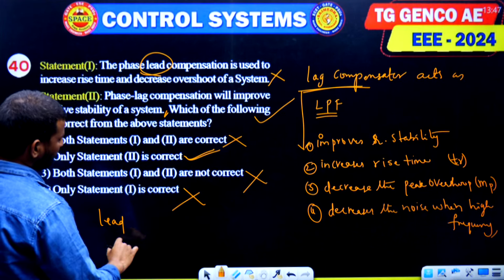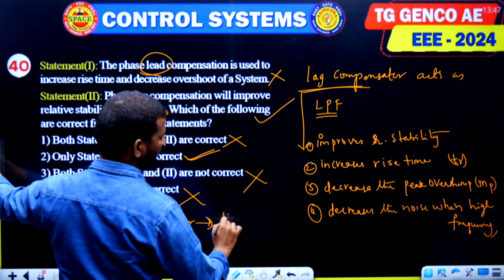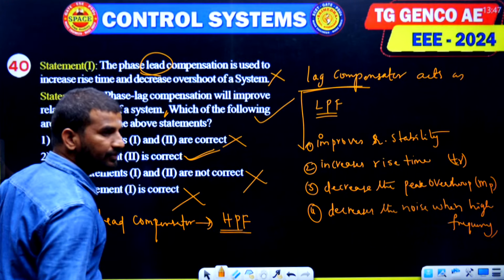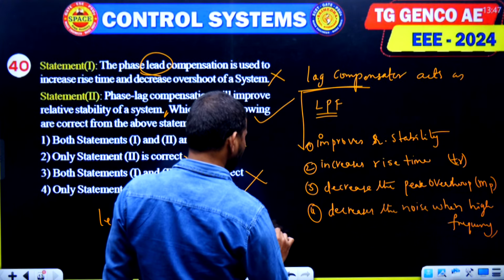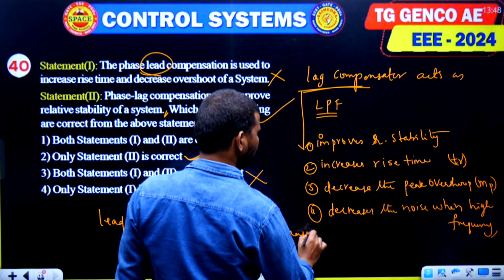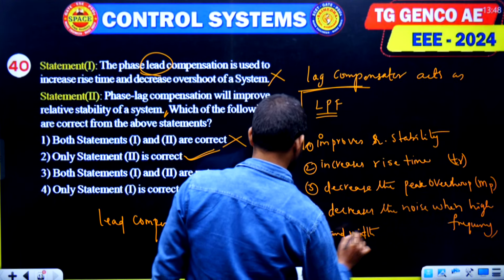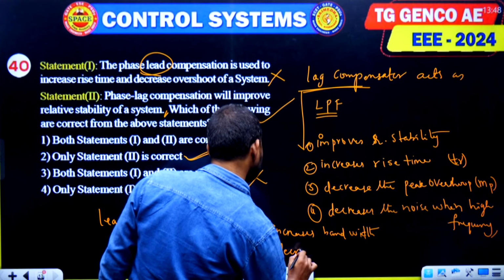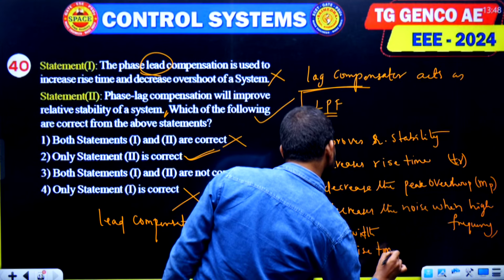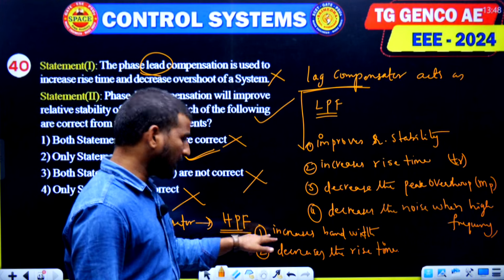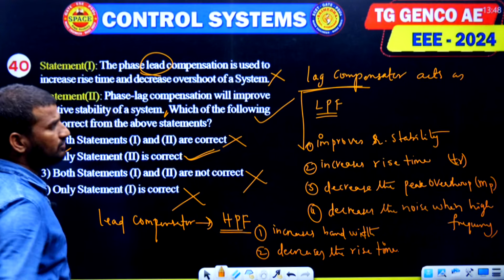Sir, okay, but what about the lead compensator? What does the lead compensator do? Generally the lead compensator acts as a HPF, that is high pass filter, and behaves like a high pass filter. It has two points: it increases the bandwidth, and decreases the rise time. It does not increase the rise time, it decreases it. So these are the two points given with respect to the lead compensator. Based on all this analysis, we can say the second option will be our answer.